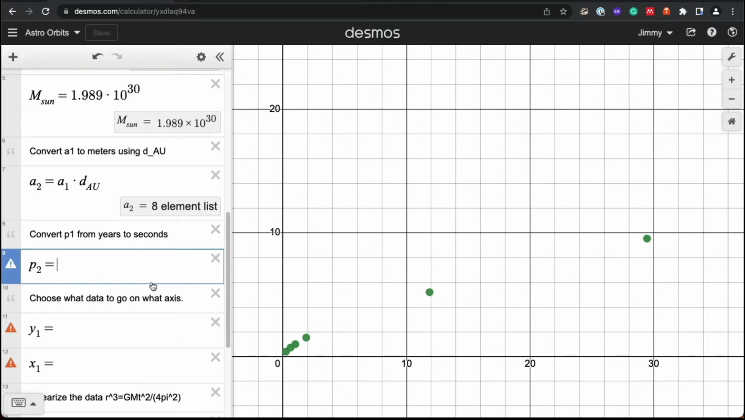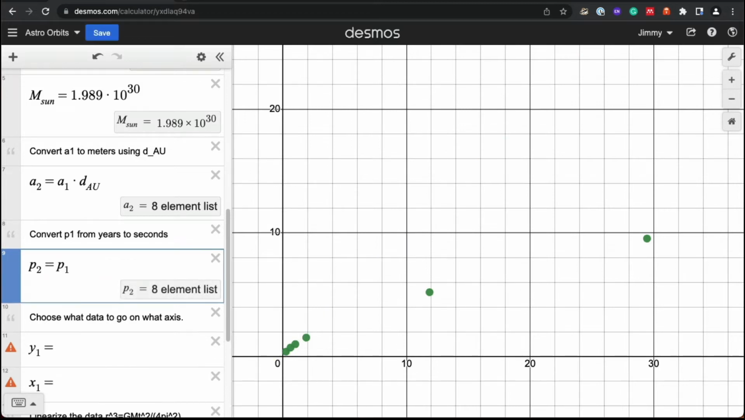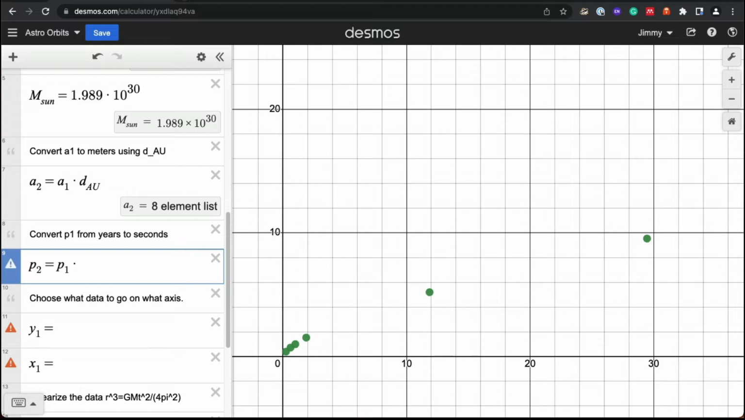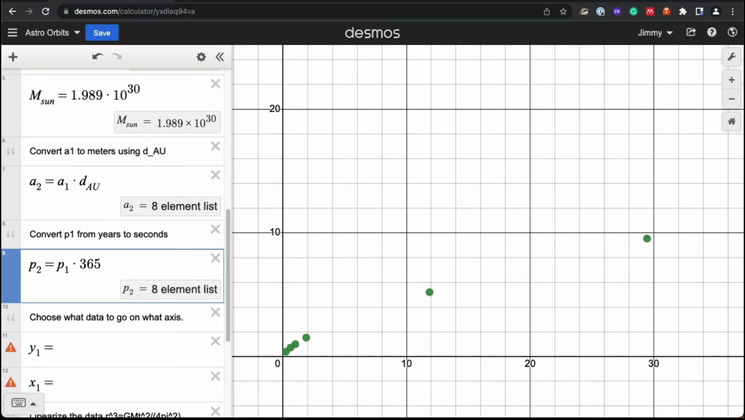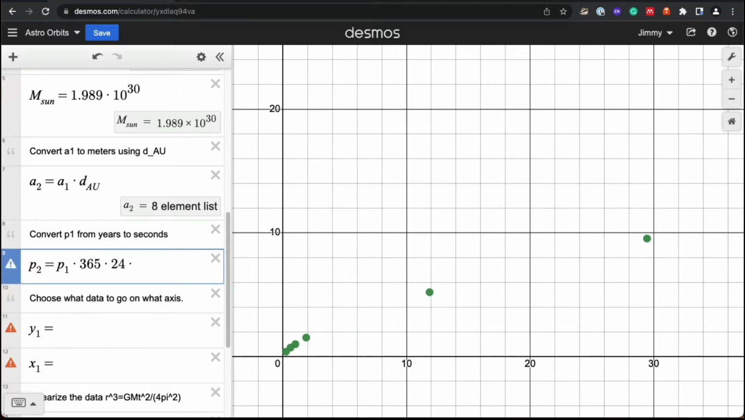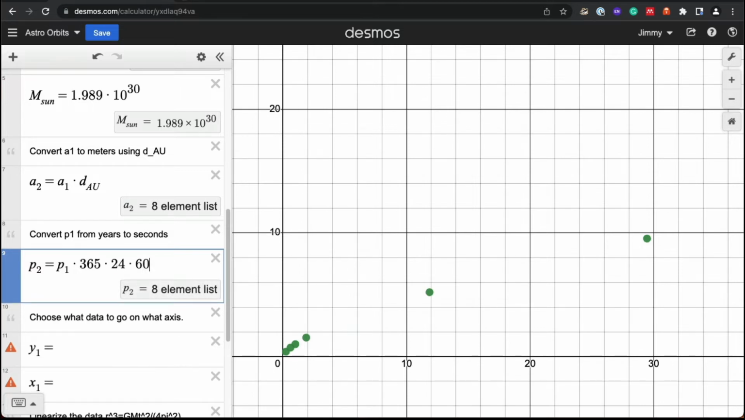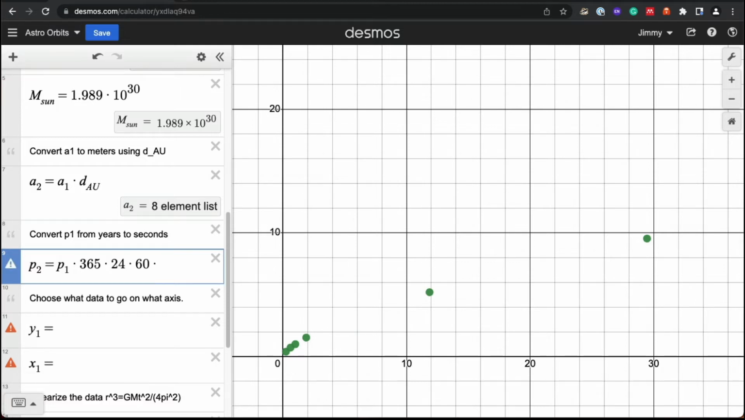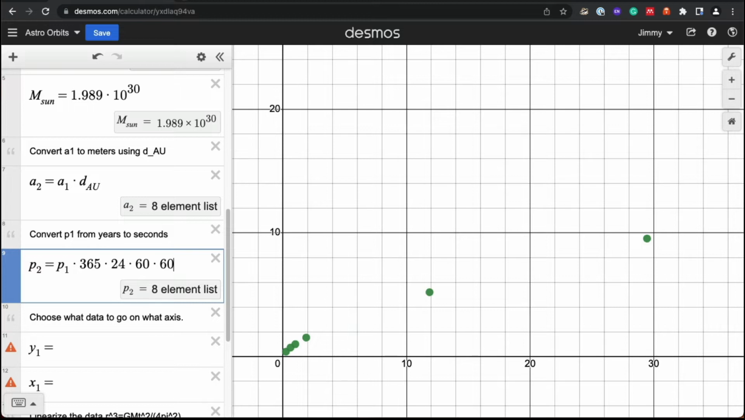I'm going to do the same thing with my other list. So P1 times the number of days in a year, because P1 is currently in years and we want it in seconds, times hours per day, times minutes per hour, times the number of seconds in a minute. So we're really doing dimensional analysis with box 7 up here and box 8.